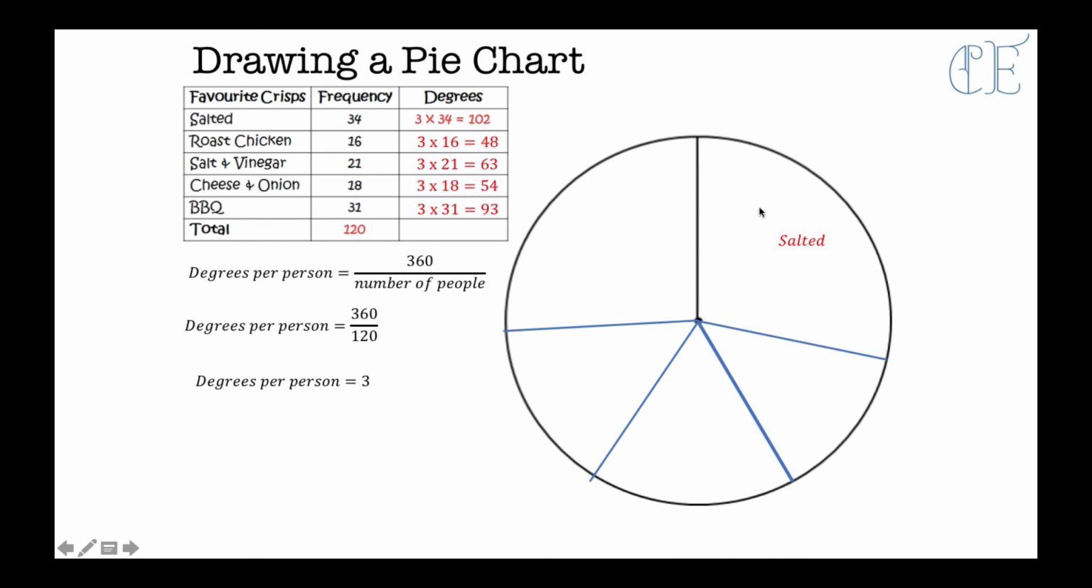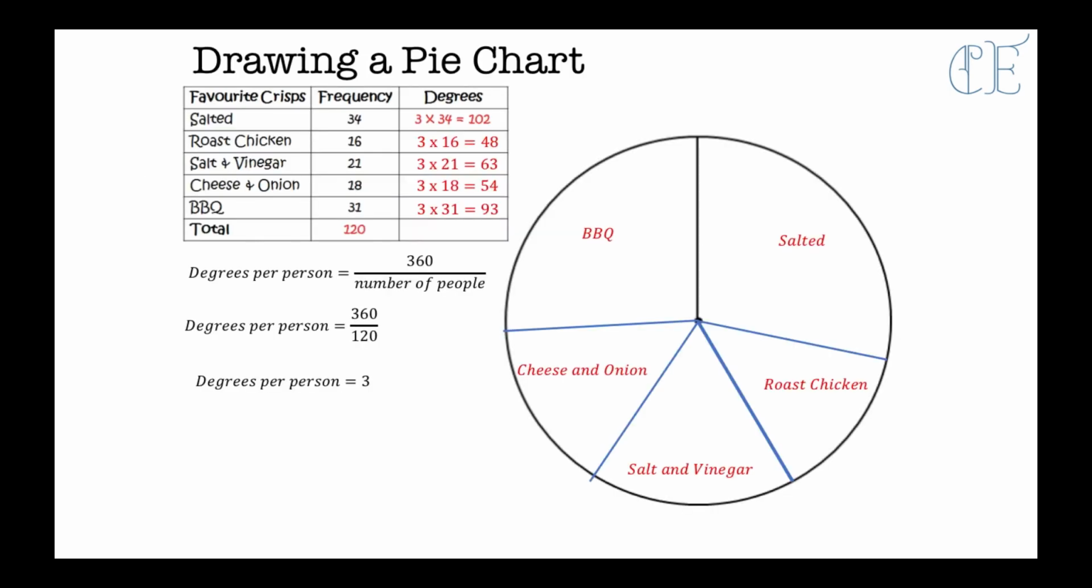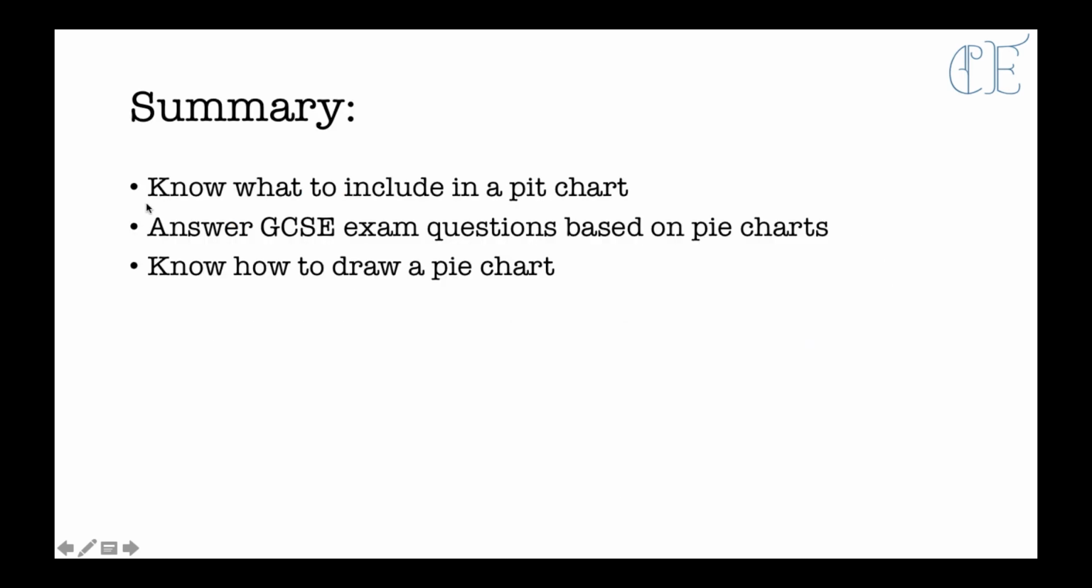So now we can label our pie chart. We have salted, roast chicken, salt and vinegar, cheese and onion, and barbecue. Okay. Alright, so hopefully you now know what to include in a pie chart. The only thing that I didn't actually put in my answer just then was a title. You could say a pie chart to show people's favourite crisps, which is absolutely fine.